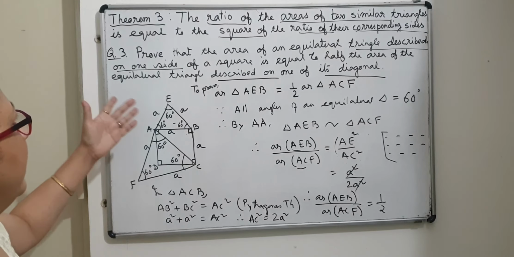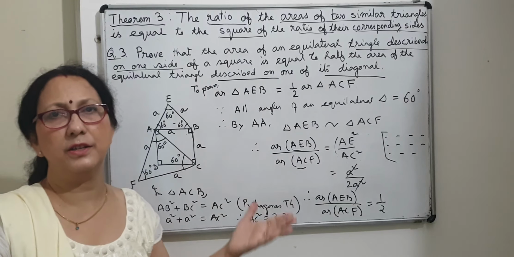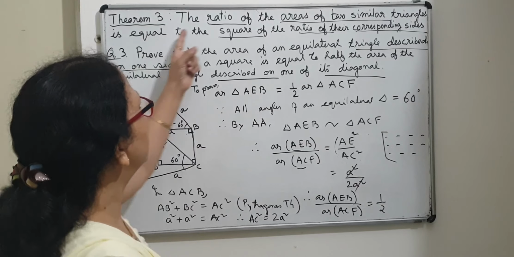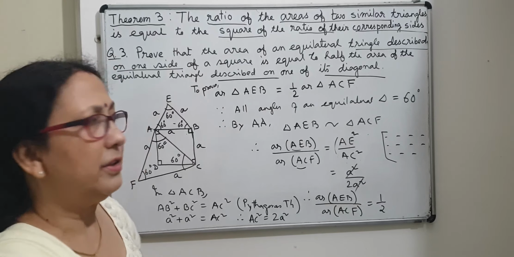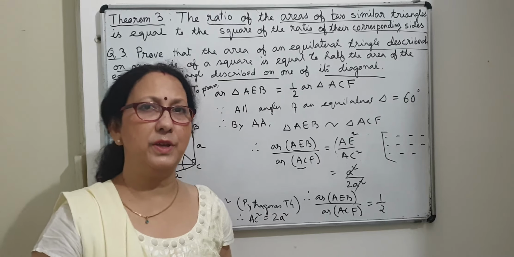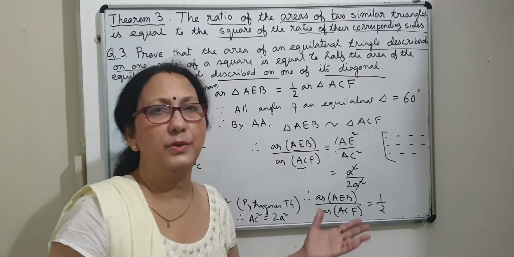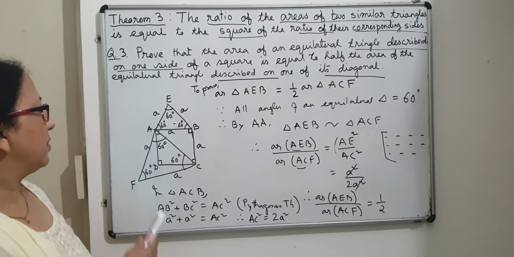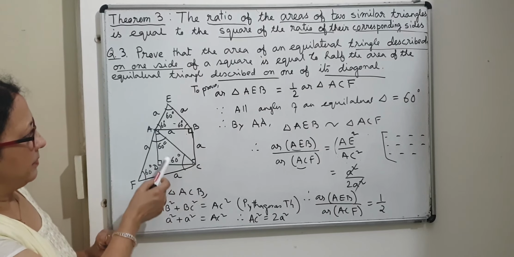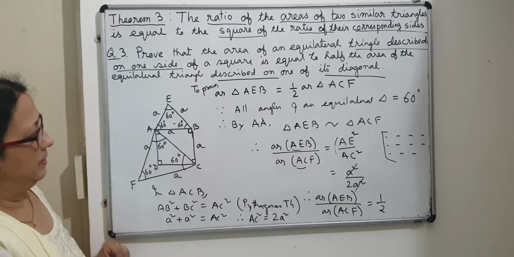Whenever you find questions of this type, where areas of triangles are involved, this theorem should come to your mind. For that, first of all, you have to prove the triangles to be similar, then only you can use the theorem. I think you have understood. This diagram is important; how to draw the diagram, I think that is clear.